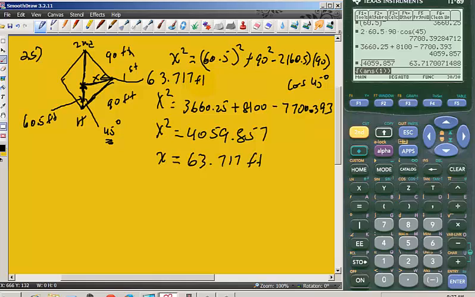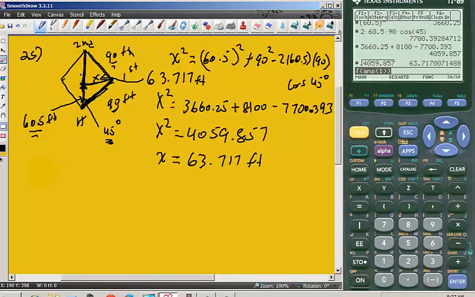Okay, so this is 63.717 feet. Okay, second question. How far is it from the pitching rubber to the second base? So we're going to find that distance right there. But if you notice, this right here is an isosceles right triangle. So I know both sides, so I can use Pythagorean Theorem to find this whole side, and after that I can just subtract away that.